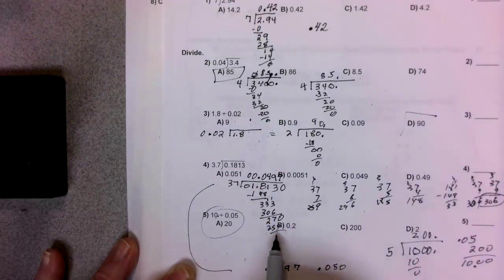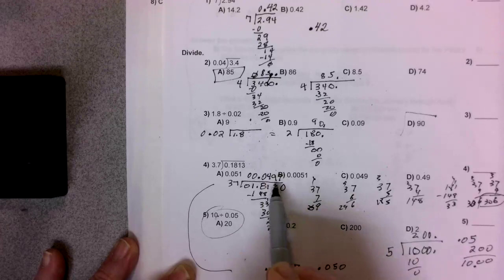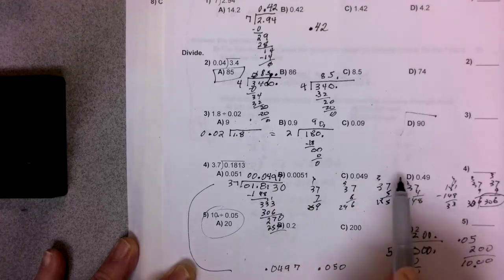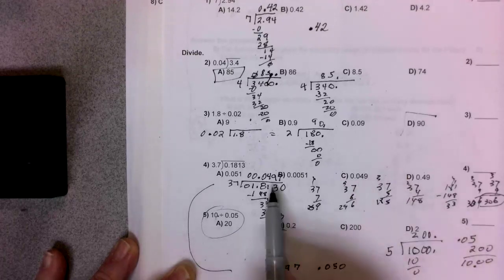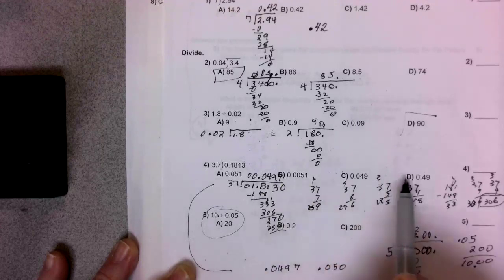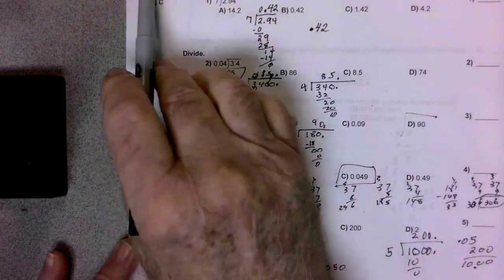And what was it? 7 times? 7 times 7 was 49, and I kept going. So I got to 0.0497, and I noticed that at that point, the only answer I had that was going to work was 0.049, because they didn't go any further. Had they asked me to round this, I would have had to go to this place and round it to 0.050, but none of these other answers seemed to require rounding. So I concluded that the answer to number 4 had to be C.